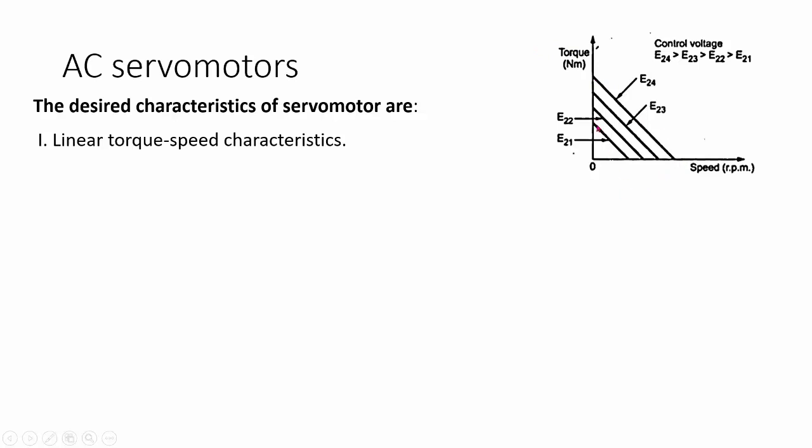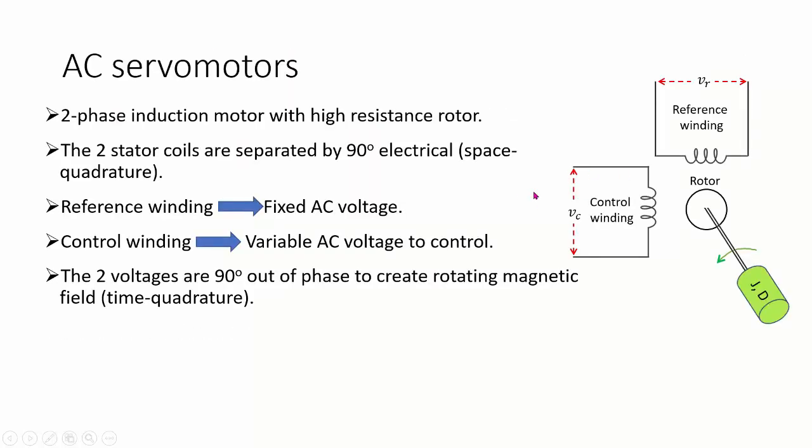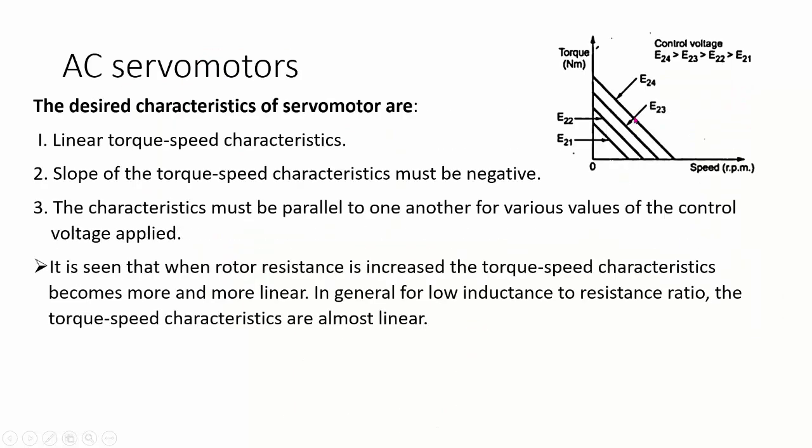Shown here are different profiles, different graphs, depending upon what control voltage you give. If you have a larger control voltage, the graph will be shifted outward. Control voltage means the voltage that is being fed at the control winding. So if you increase this voltage, you're going to have curves like this going outward.